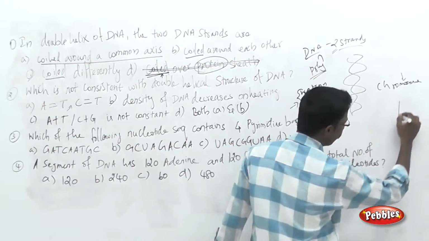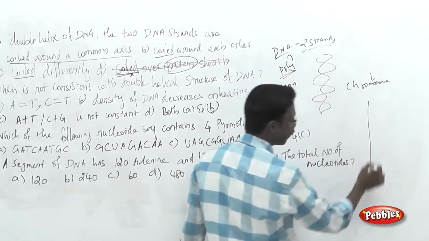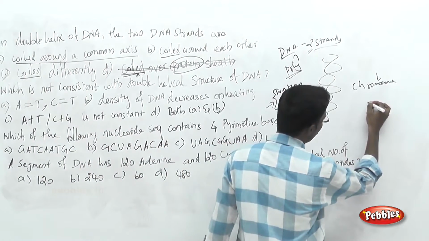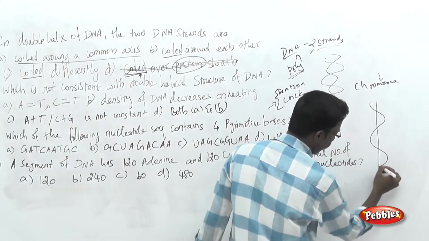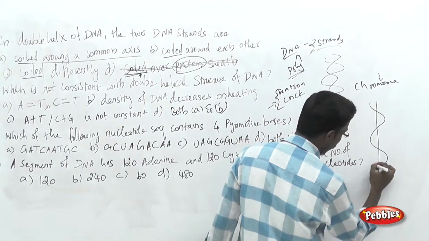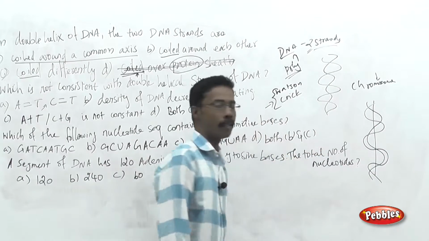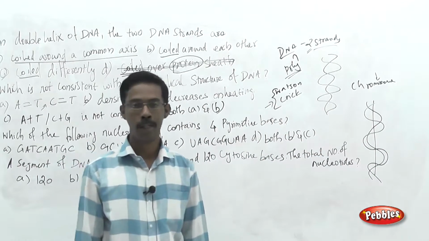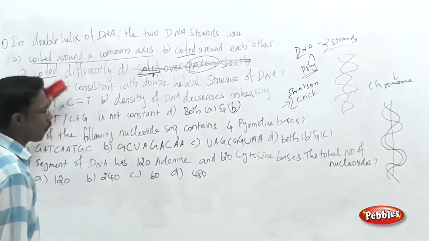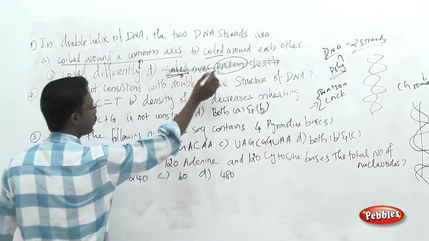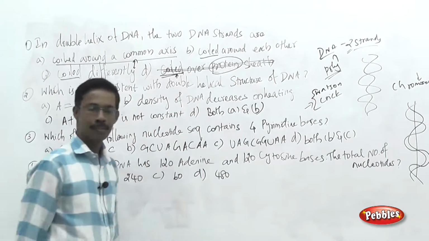So coiled around a common axis means there is a central common axis. Around the common axis, those DNA strands are running around each other. This is what you have to remember. Around the common axis they are running around each other. Coiled differently means some other term, just opposite to the common axis. Coiled around each other is correct.